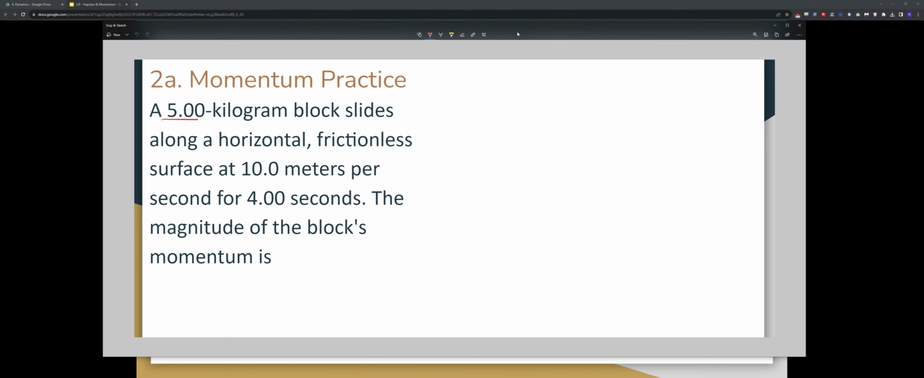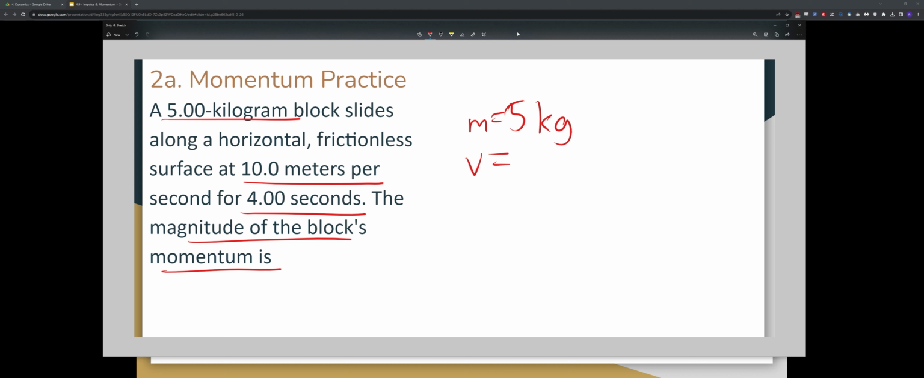So you analyze the problem, 5 kilograms. Again, you should pause it right now if you want to attempt it yourself, because right now I'm just going to solve it. So your mass is 5 kg. You slide along the surface at 10 meters per second. It is a frictionless surface, so you don't have to worry about anything else. Your time is 4 seconds. And they want to know, what is the magnitude of the block's momentum?